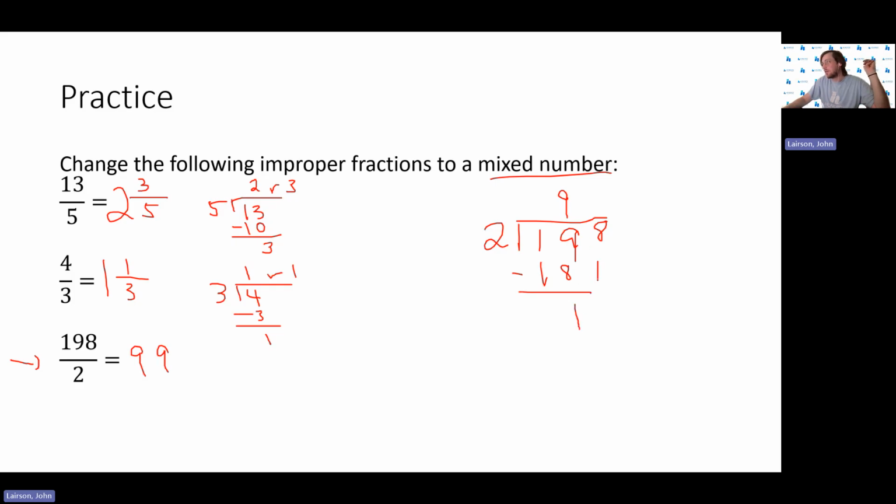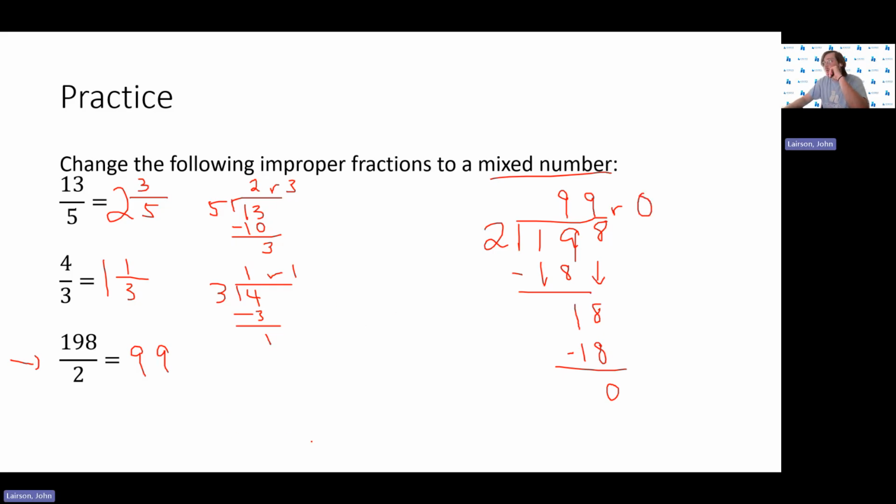So we have a number here. I'm going to bring that down, 8. So now I'm looking at 18. How many times does 2 go into 18? And again, it goes in there 9 times because 2 times 9 is 18. 0, nothing to bring down. So that's our remainder. Our remainder is 0 here.